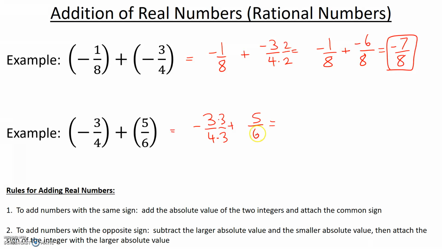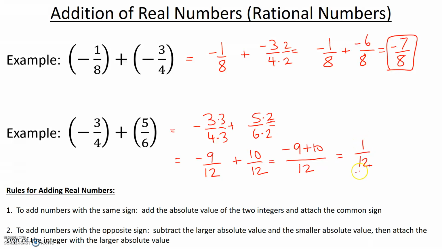With 5 over 6, to rewrite 5 over 6 with the denominator of 12, we would multiply the 6 by 2, which means you would multiply the 5 by 2 as well. Negative 3 times 3 will give us negative 9 over 12. 5 times 2 will give us 10 over 12. Once we have a common denominator, all we do is add the numerators, negative 9 plus 10, which will give us an answer of positive 1 over 12. Since this is in simplest form, we do not have to reduce it.